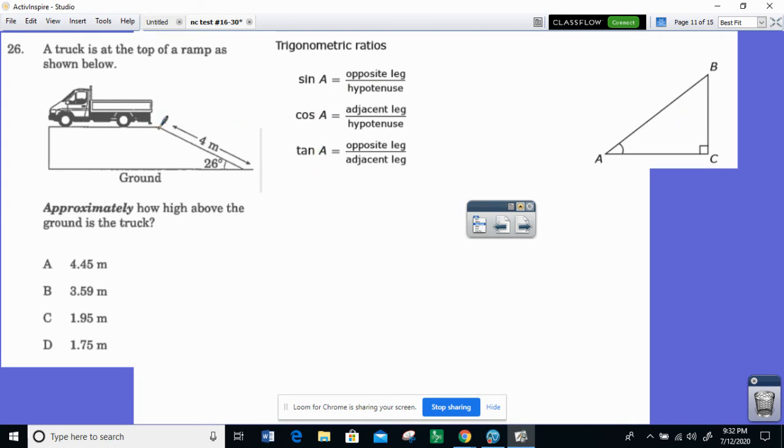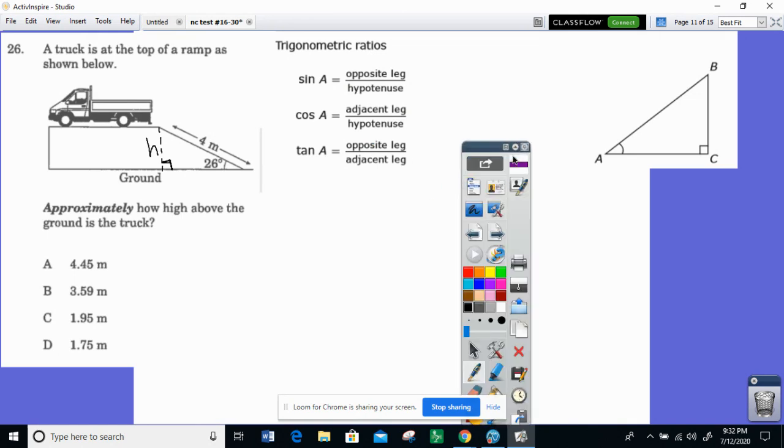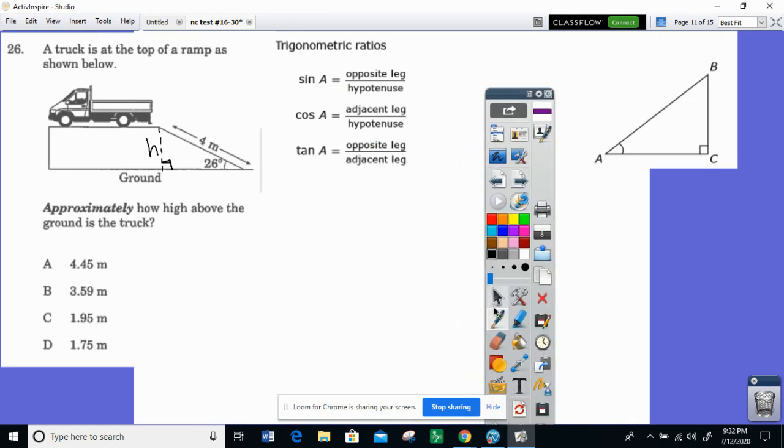Okay? And we can make a right triangle in this problem if we say that the height that we're looking for is right here. And I'm actually going to change that to an x.